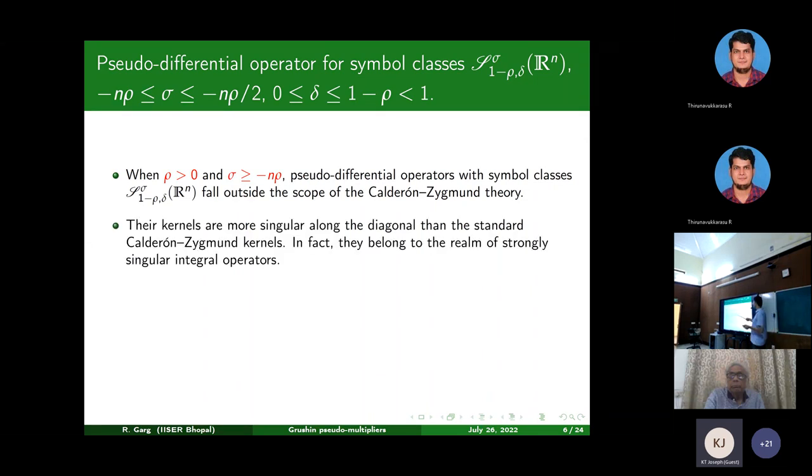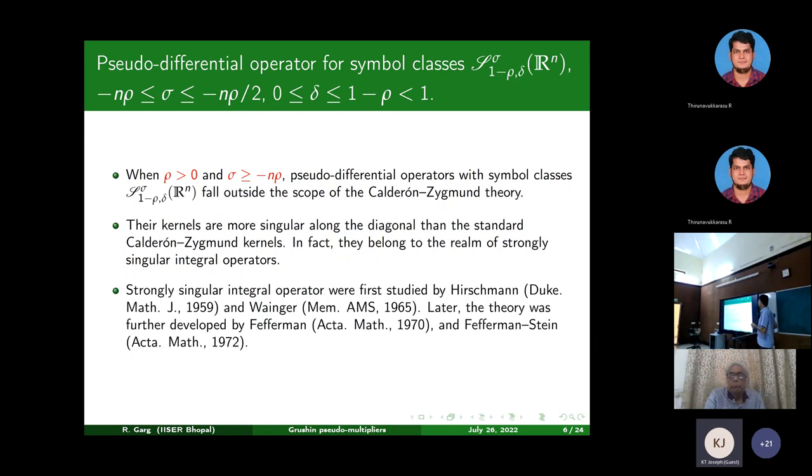So the kernels are more singular along the diagonal, and they belong to something called strongly singular integral operators. There is a whole collection of operators which are called strongly singular integral operators. In some sense, the theory fits there, of course, with the notion of pseudolocality. Hirschman was the first person who made a major contribution to this theory of strongly singular integral operators, and then Wainger, and then the later theory was developed by Fefferman in the 70s, and then Fefferman-Stein.